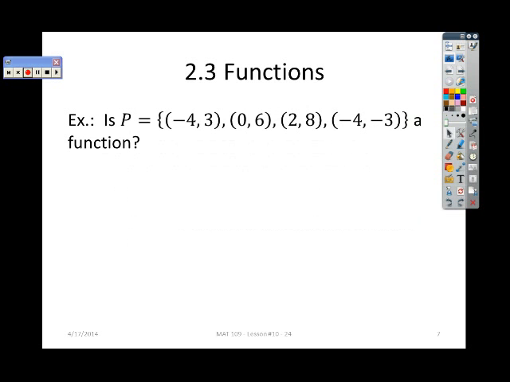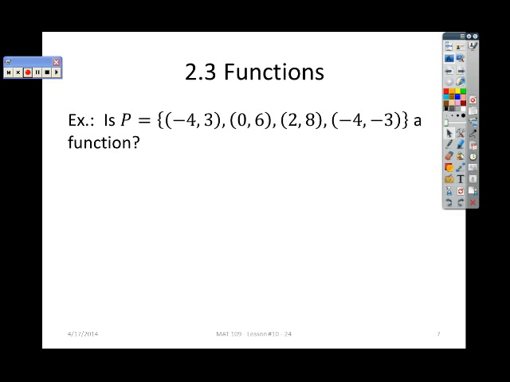Here's an example. Here is a set of ordered pairs. You know, the braces here are set notation. Here are my ordered pairs. If we want to see if this is a function, it's definitely a relation, because by definition a set of ordered pairs is a relation. What I should do is look at these first elements, -4, 0, 2, and -4. If I have no repetition, it's a function. But I have repetition here, don't I? I have a -4 there, I have a -4 there.